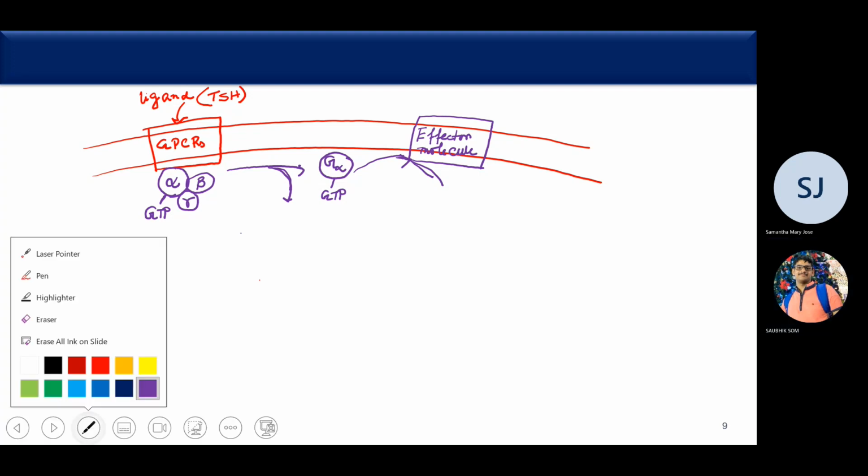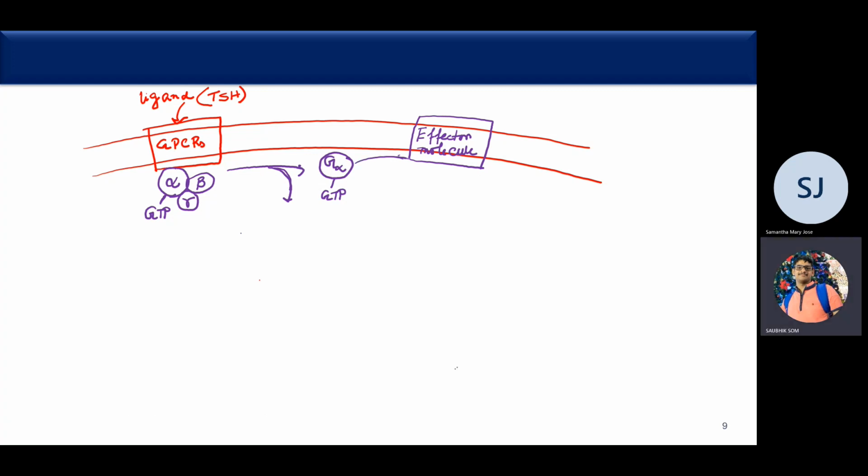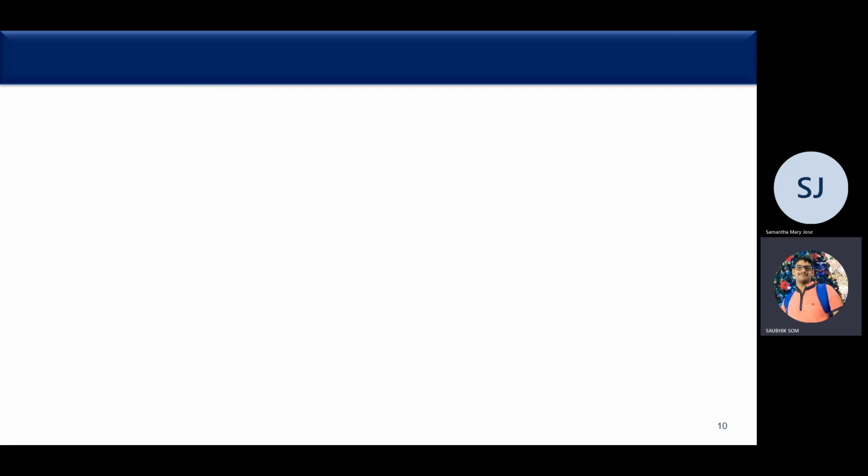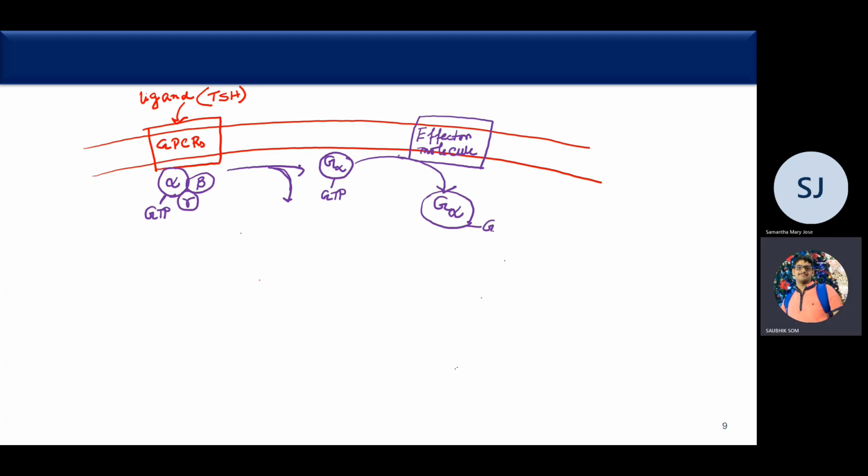Since I have told you that the G alpha subunits have an intrinsic GTPase activity, what it will do is activate the effector molecule and become inactive by hydrolyzing the GTP to GDP. That's how it is inactivating. So this was the active G alpha subunit, and this is the inactive G alpha subunit.